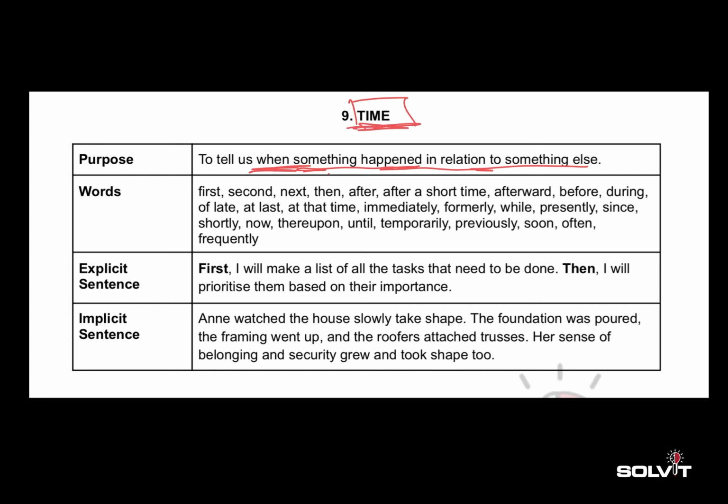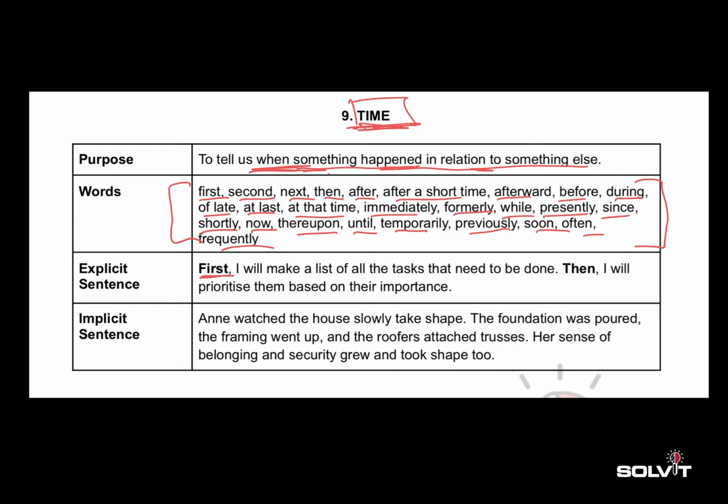Okay, so there are many words that you can use to identify this type of relationship: first, second, next, then, after a short time, afterward, before, during, of late, at last, at that time, immediately, formally, while, presently, since, shortly, now, thereupon, until, temporarily, previously, soon, often, and frequently. Okay, there are more words, but these are plenty, and I think these are enough for you to know, right? And let's look at this explicit sentence.